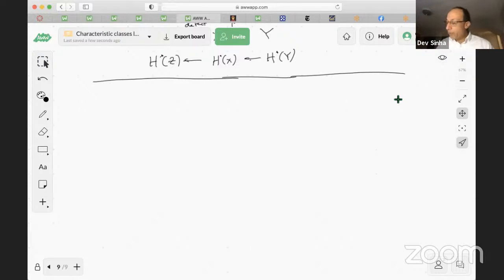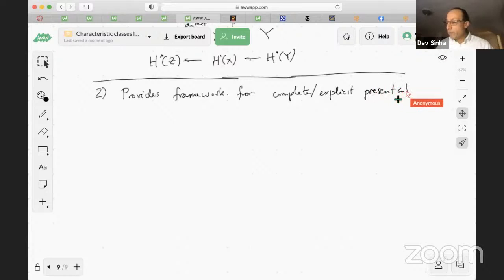Let's see. So the other answer for what it gives us more broadly is it provides a framework. This subsumes one, but I think it's worth saying one. You can just produce cohomology, or really think of an entire framework for what we might call a complete or explicit presentation of homology and cohomology.